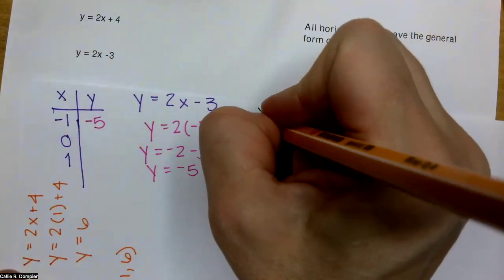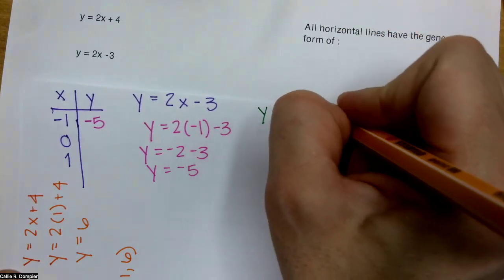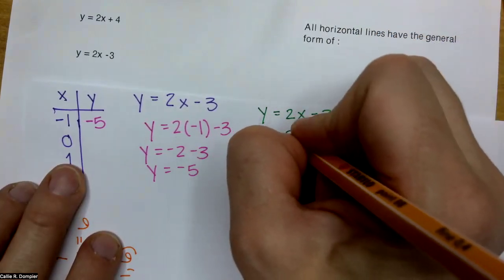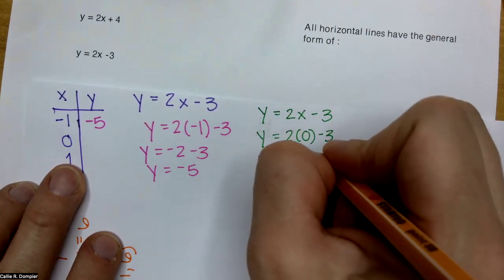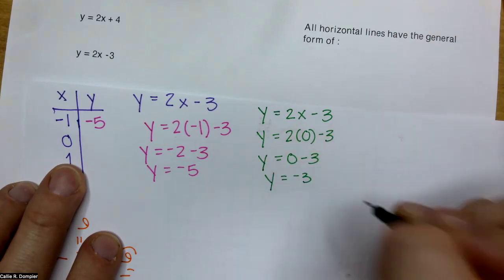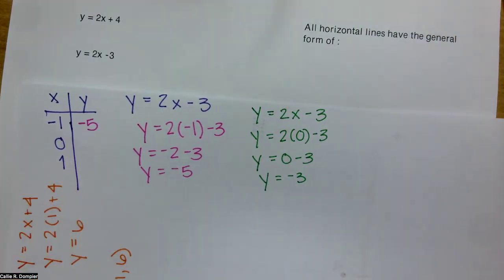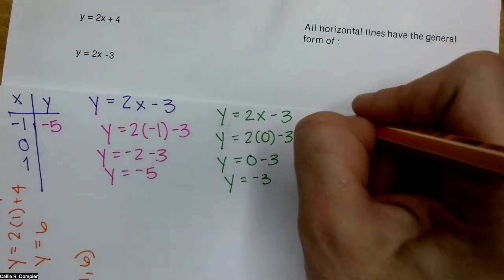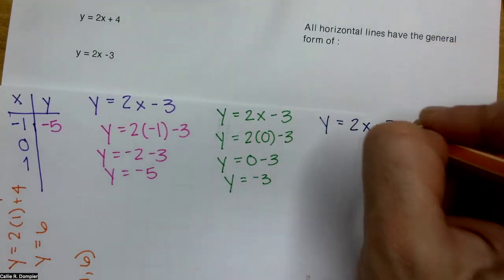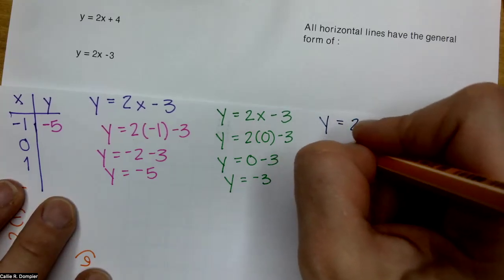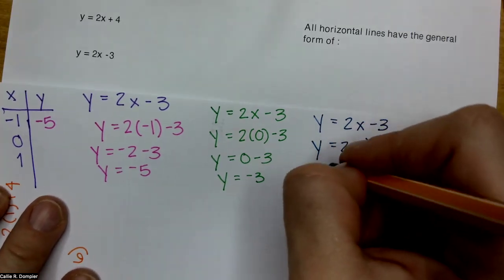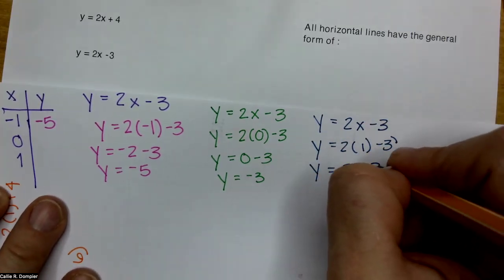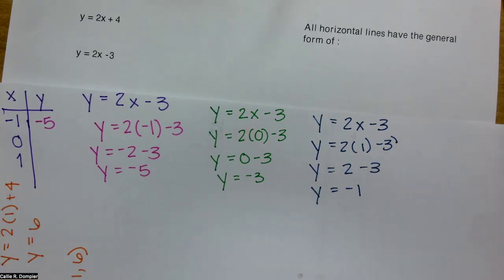Next one, y equals 2x minus 3 when x is 0. Y equals 0 minus 3. Y equals -3. And the last one, y equals 2x minus 3. When x is 1, y equals 2 times 1 minus 3. Y equals 2 minus 3, so y equals -1.